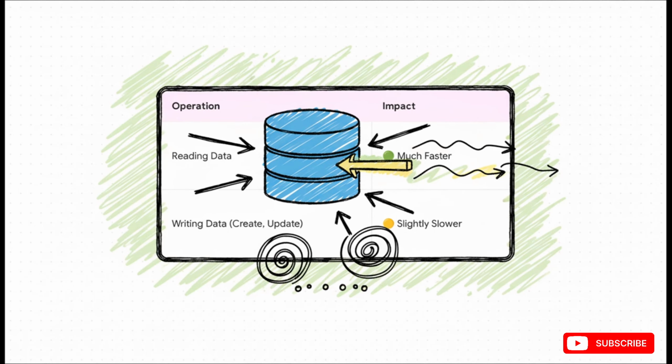And this right here shows you the fundamental trade-off. For reading data, so retrieving, searching, sorting, you get a huge green light. It all gets way, way faster. But for writing data, you get a small yellow light. See, every time you create a new customer or update their address, the database doesn't just write to the main table, it also has to update the index table, and that adds just a tiny bit of extra work.